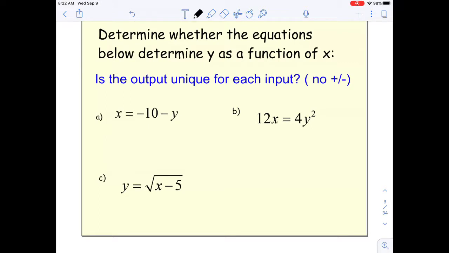So now we're going to determine whether the equations below determine y as a function of x or not. Is the output unique for each input, yes or no? Basically, we're trying to determine whether for every input there's exactly one output. In this one, if we solve for y, it would be y equals negative x minus 10. If you put in a number for x, there's only going to be exactly one output. You know that's the equation of a line anyway, and so, yes, that will be a function.